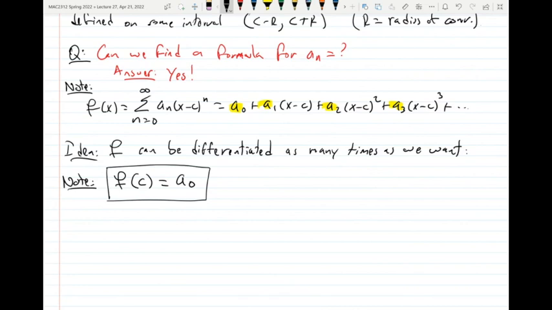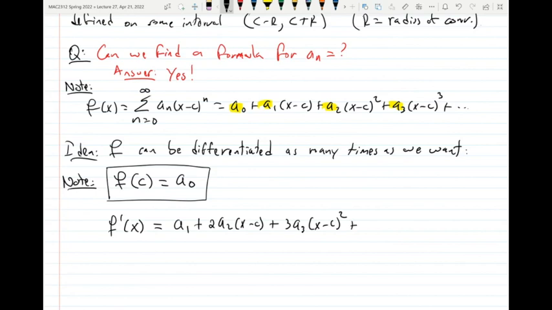Now, if we want to figure out A1, what can we do? Well, I cannot play this game because this game will only give me A0. So what we can do is, instead of looking at f, we can look at the derivative of f. So we can consider the derivative of f, and you will see in a second why. I already know A0, so I don't care about it. So when I take the derivative, this goes away, right? It becomes 0. And then what's the derivative? A1 plus 2A2 times (x minus c) plus 3A3 times (x minus c) squared.